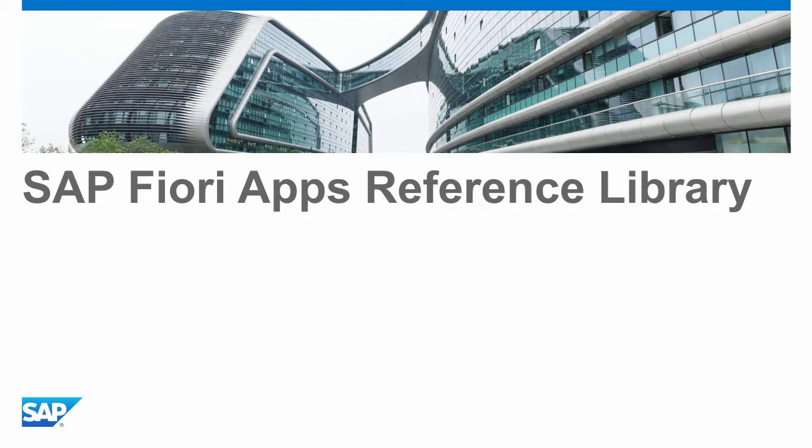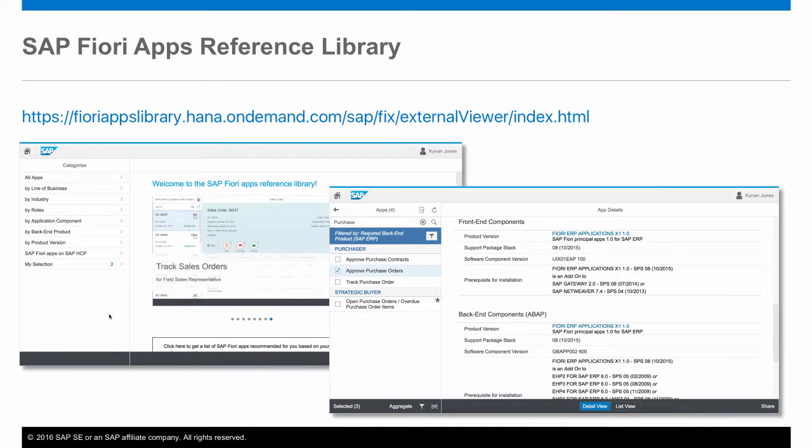So the next tool we'll look at is the Fiori App Reference Library. So this is a great one-stop shop for all the SAP Fiori apps. From here we can see all the different applications broken down by all different sorts of categories. So line of business, by role, by back-end component, which apps can be deployed to the Fiori to SAP HANA Cloud Platform, for example.